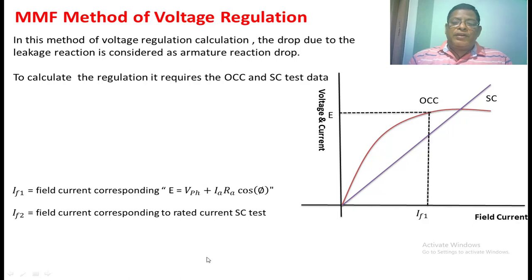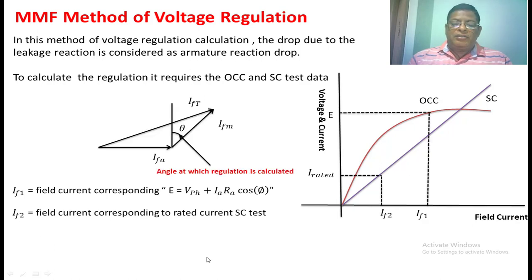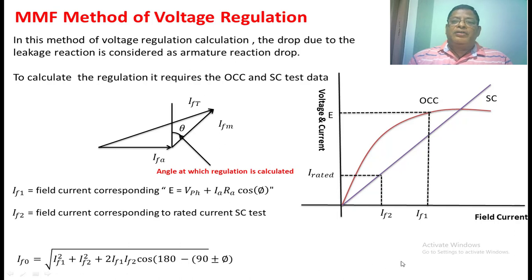Once we know the values of IF2 and IF1, then we can find IF0. IF0 is nothing but the field current corresponding to the induced voltage in the alternator at no load. That is equal to the square root of IF1 square plus IF2 square plus 2 IF1 IF2 cos of (180 minus (90 plus or minus theta)), where plus we take for the lagging power factor and minus we take for the leading power factor.